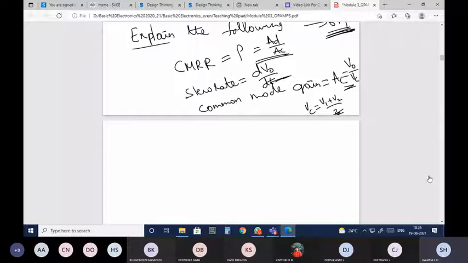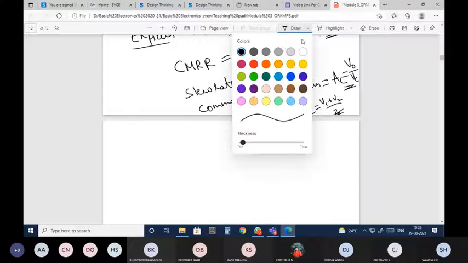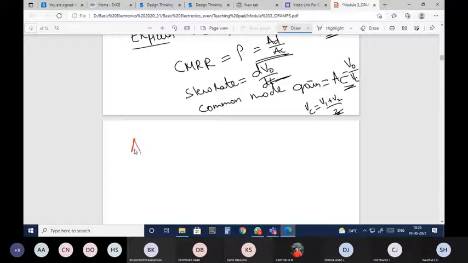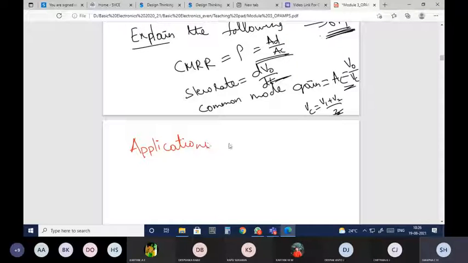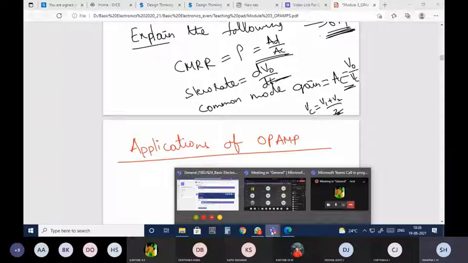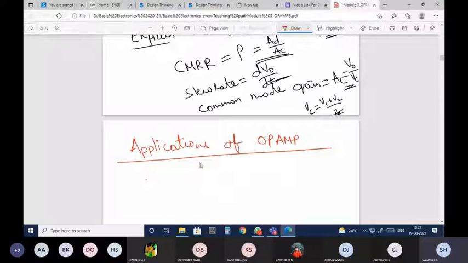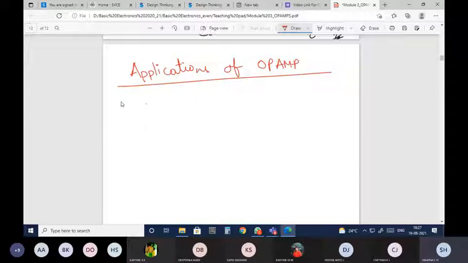Now I'll go to the important part. Applications of OPAMP. As I've already mentioned, OPAMP will amplify the signals. Along with that, it will also perform some mathematical operations like adding, subtracting, differentiating, integrating. All this will be performed using the OPAMPs. So we will list out all the applications here, and we will also study in detail.